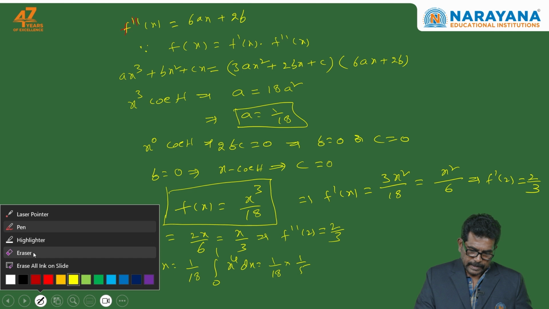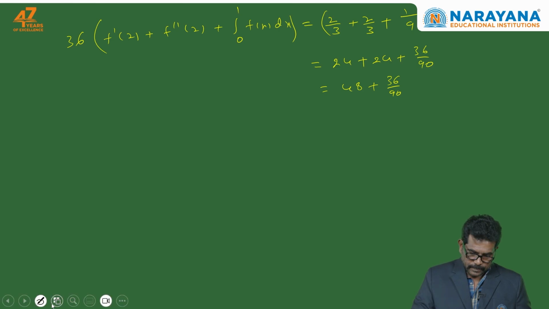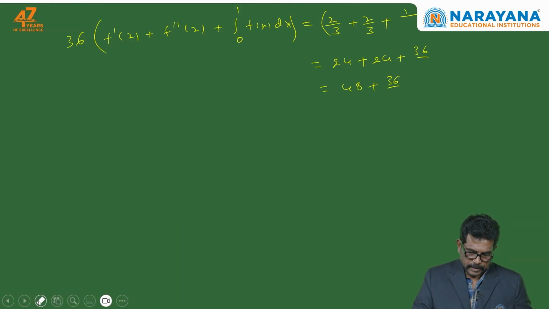Careful. Here is x cube. That means here we get 1 by 4. Then here this becomes 72. 36 by 72 is equal to 1 by 2.